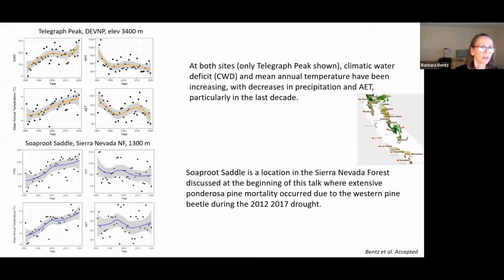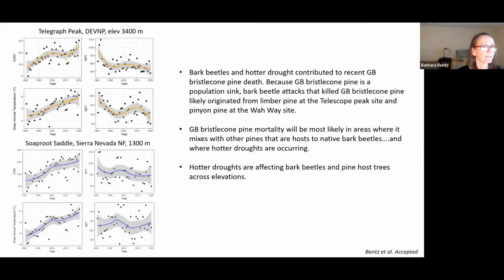And then I mentioned, so Soaproot Saddle is in the Sierra Nevada forest. It's a site that is within where all the western pine beetle mortality was occurring that I talked about at the beginning. So here is the Sierra, so Soaproot Saddle is here, and Telescope Peak is over here. And so you can see that both areas have similar trends in both climatic water deficit and temperature. So bark beetles and hotter drought likely contributed to this recent bristlecone pine death.